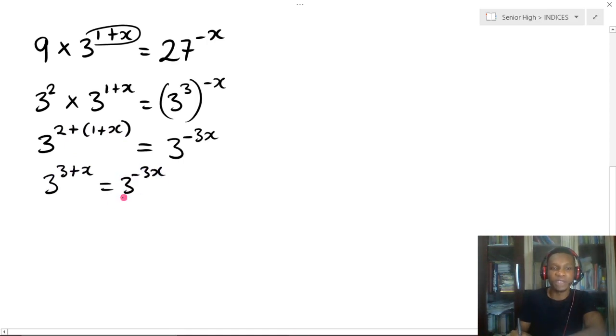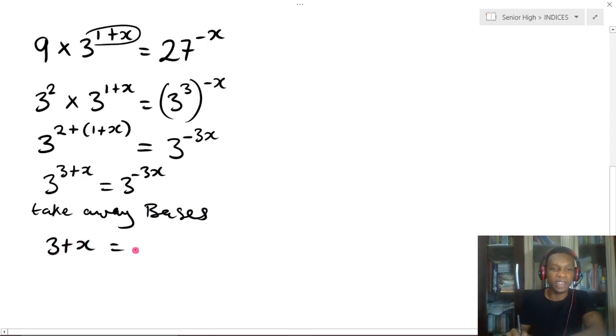So what's the next thing we have here? Since their bases are the same and there's an equality sign here, you can take away the bases. This base now disappears, and we begin to work with the index. So taking the bases away, we have 3 plus x as the index, equal to minus 3x.